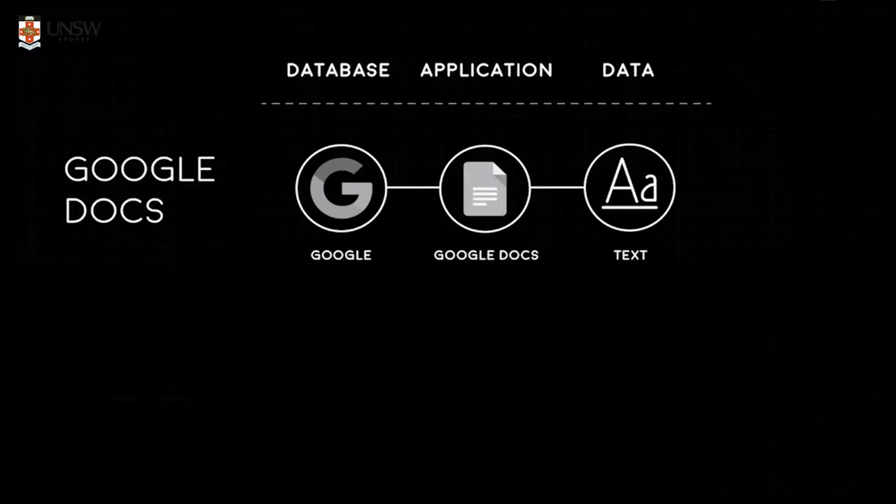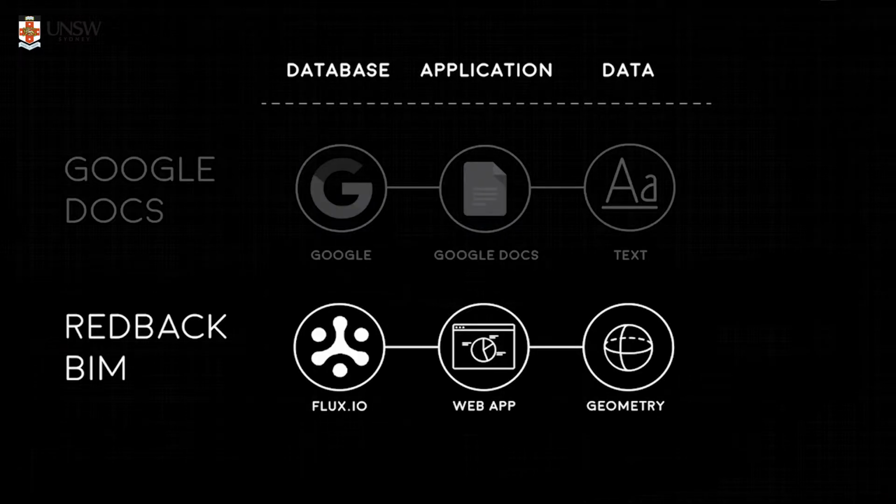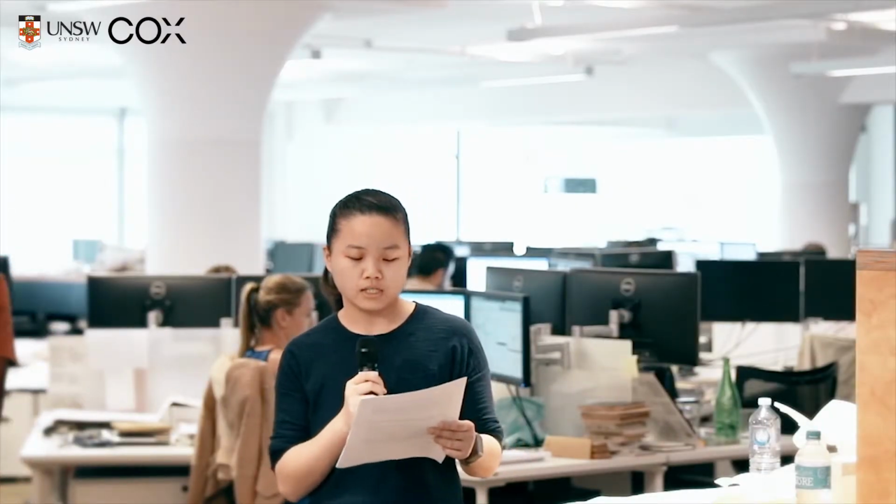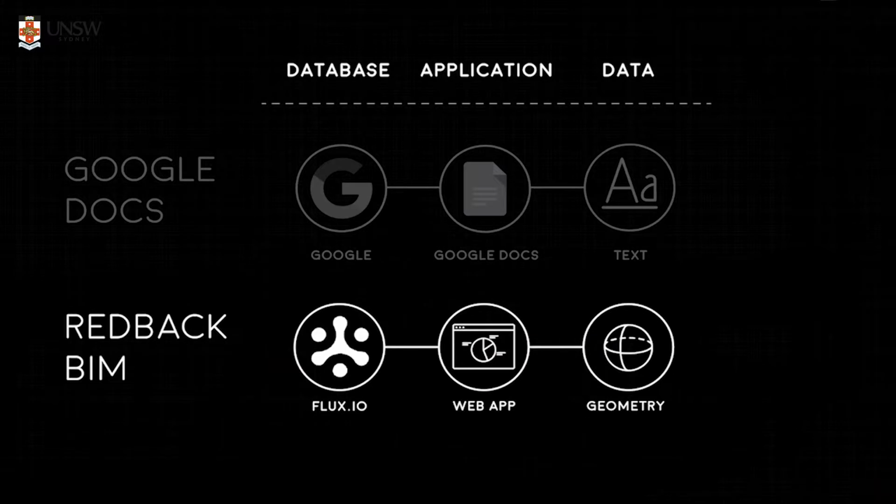So the next step was to move forward into finding an alternative solution, and that was inspired by Google Docs, where you have Google as a database, the collaborative application is Google Docs, and the data that the multiple users are editing is a text within the document. Redback BIM is the application that we've been building, and we've used Flux as a database. As I said, Flux is able to store data on the web, and the data we are changing is the geometry. We can't directly edit geometry like that.